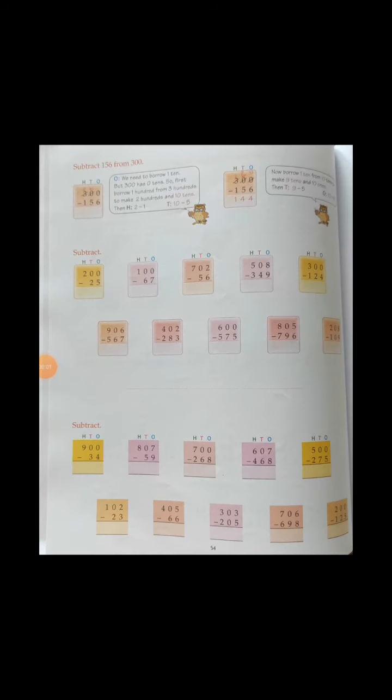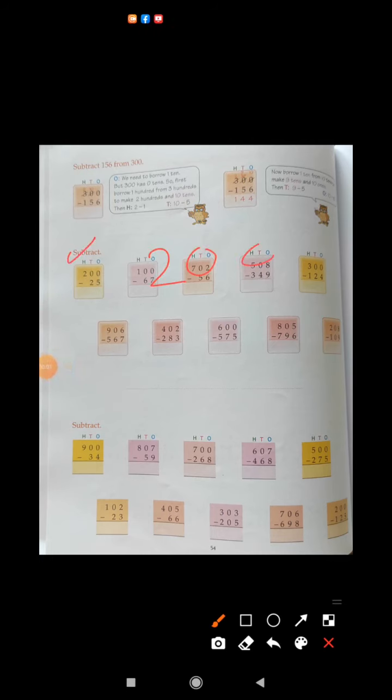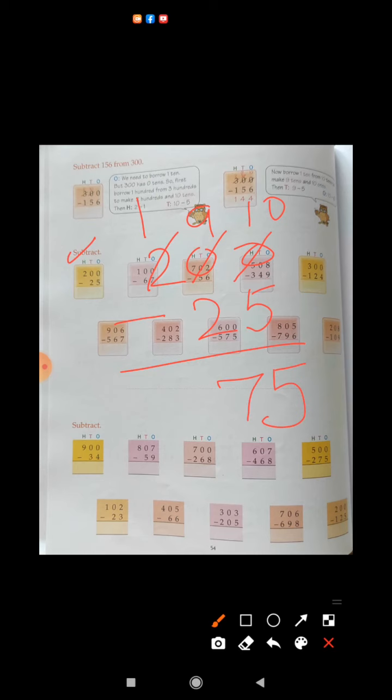Yes, now come to page number 54. Question number 1. 200 minus 25. First we will subtract the ones. You can see here 0 is less than 5. Take borrow from 10 side. Here will be 10, here 9 and here 1 is remaining. 10 minus 5 is 5. Now subtract the tens. 9 minus 2 is 7. Now subtract the 100, 1 minus. Here nothing is given. You can imagine 0. 1 minus 0 is 1. The answer is 175.